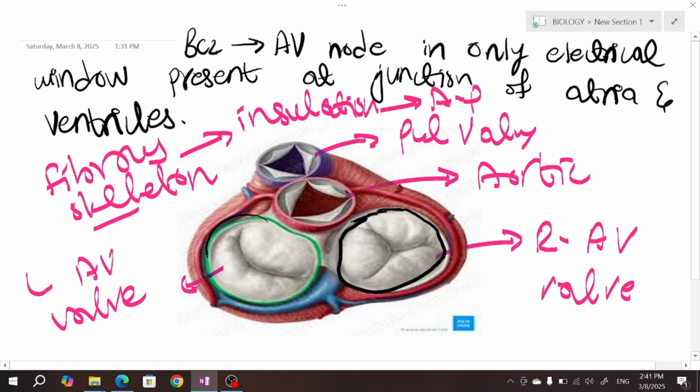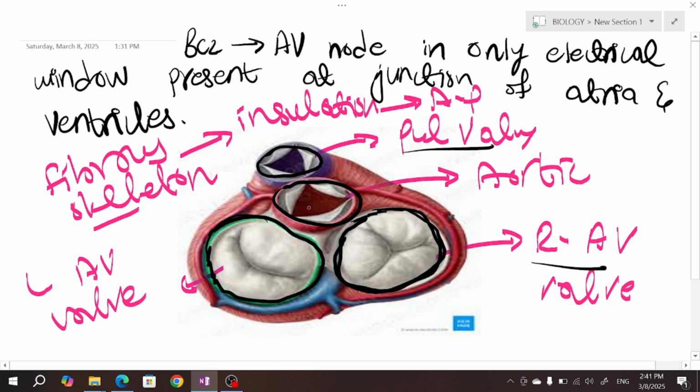This green one is also the fibrous skeleton of the heart around the left AV valve, and this is again the fibrous skeleton or fibrous ring around the right AV valve. There is another fibrous skeleton of the heart present around the aortic valve. Here also the fibrous ring is present around the pulmonary valve.